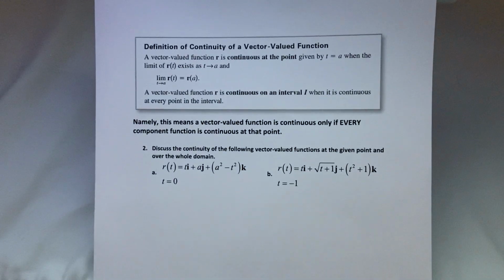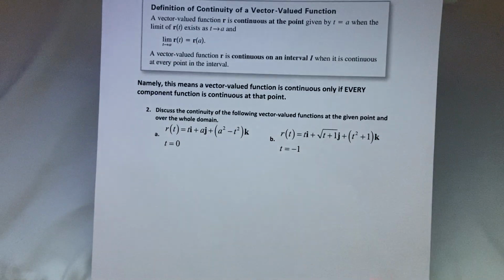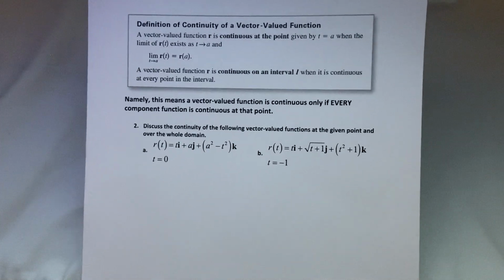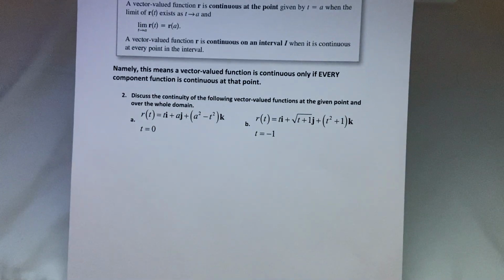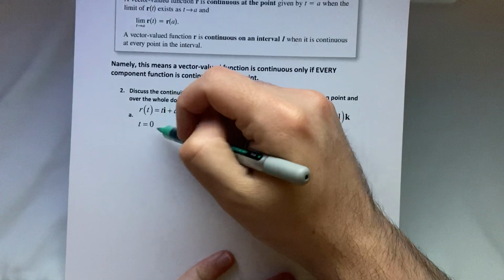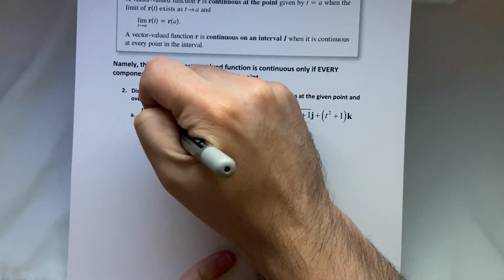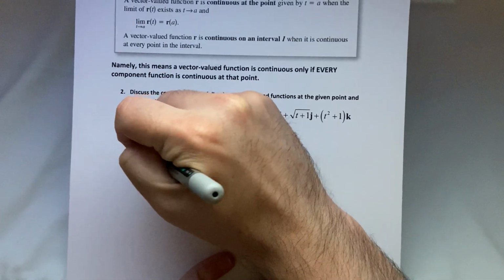Continuity of a vector value function says a vector value function is continuous at a point if the limit exists. So if all of the limits of the scalar equations exist, then the limit of the vector value function exists and it can be continuous. So to discuss the continuity of the following vector value functions at a given point, let's make sure at t equals 0, we take the limit of each one of these.